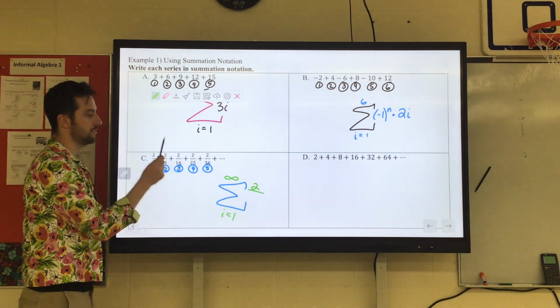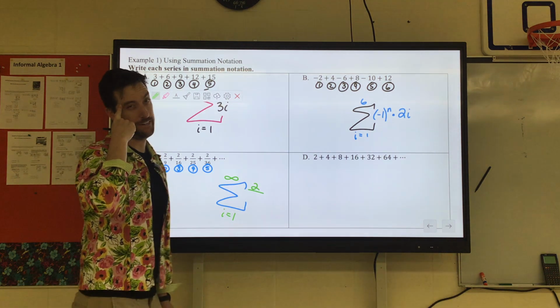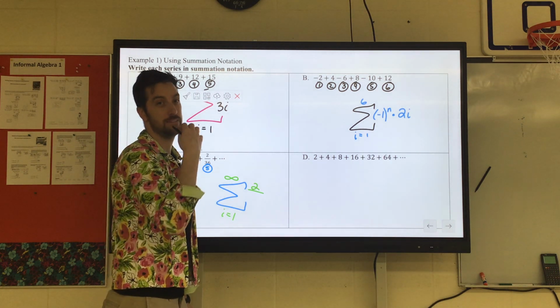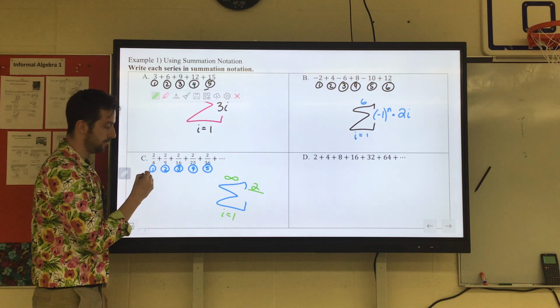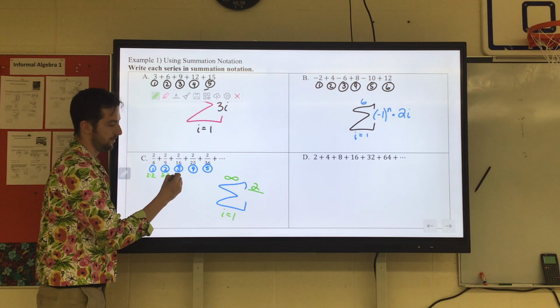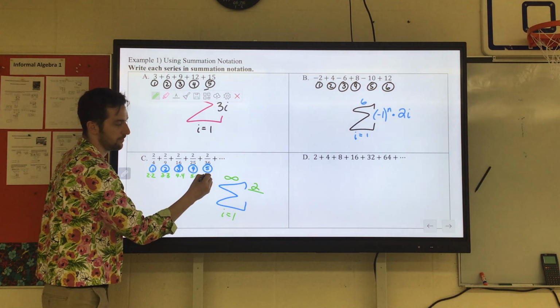We have 4, 9, 16, 25, 36. Something that pops into my brain is that those are all perfect squares. There's some number times itself that gives you that number. Like 4 is 2 times 2, 9 is 3 times 3, 16 is 4 times 4, 25 is 5 times 5. This is 6 times 6.